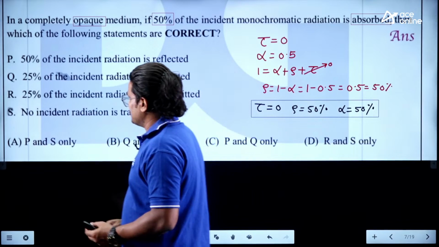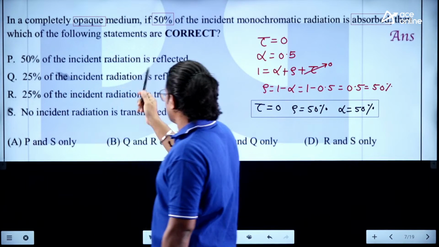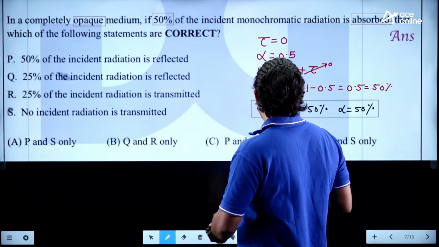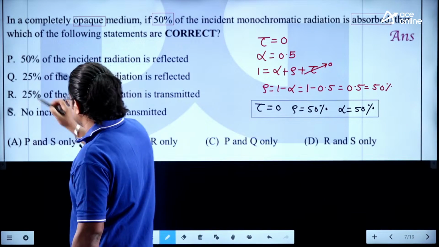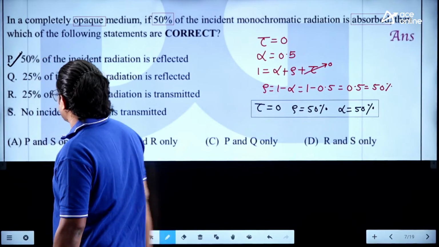So what is the first choice? 50% of the incident radiation is reflected. Yes, it is matching. So you can say yes, P is correct.